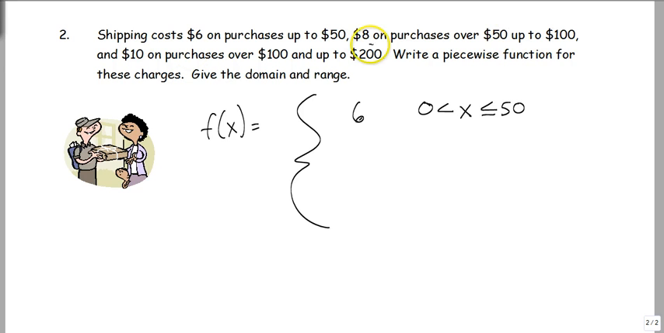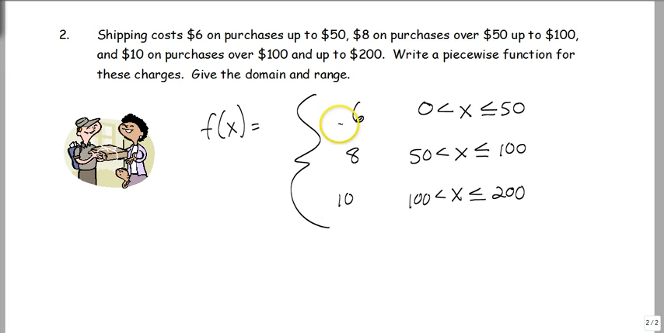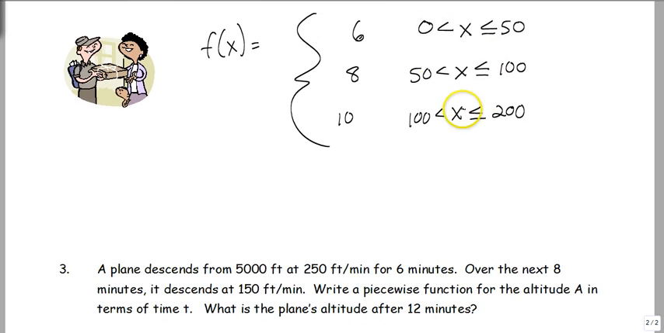Alright, the next piece. $8 on purchases over 50 and up to 100. So I have $8 that are at 50 and up to 100. And finally, $10 for anything starting at 100 but not actually being equal to 100, and up to 200. So this should be your piecewise function. And again, this represents shipping costs whenever the x is your purchases between 0 and 50, 50, 100, 100, and 200. So our input values are our domain. Our domain are the x values, such that x goes from 0 all the way up to 200.